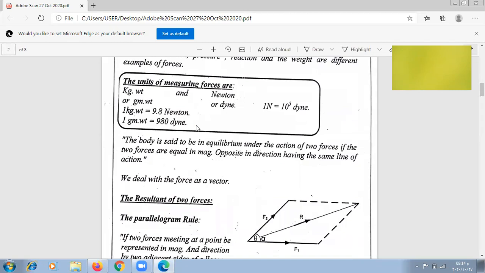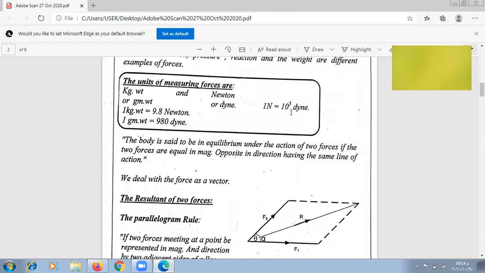We have units to measure forces. Any force is measured using Newton or dyne, as you studied before in physics. To convert from Newton to dyne, we multiply by 10 to the power 5. Or from dyne to Newton, we divide by 10 to the power 5 or multiply by 10 to the power -5. There are new units, kilogram weight and gram weight. To convert from kilogram weight to gram weight, we multiply by 10 to the power 3. You have to know that 1 kilogram weight equals 9.8 Newton and 1 gram weight equals 980 Newton.